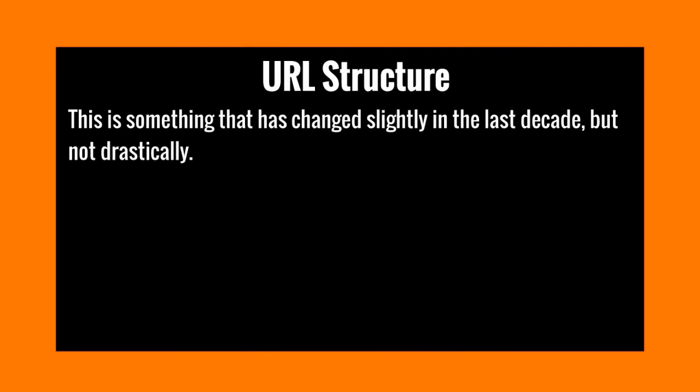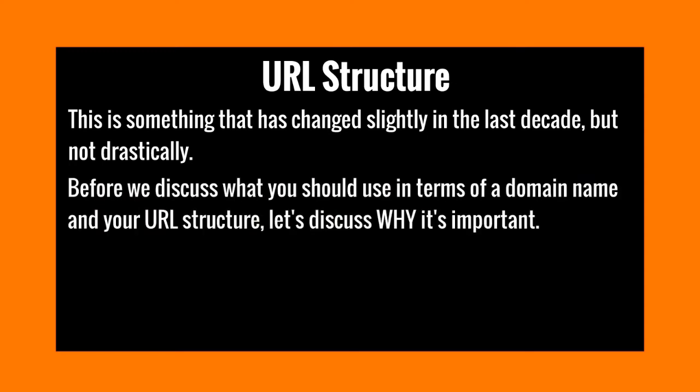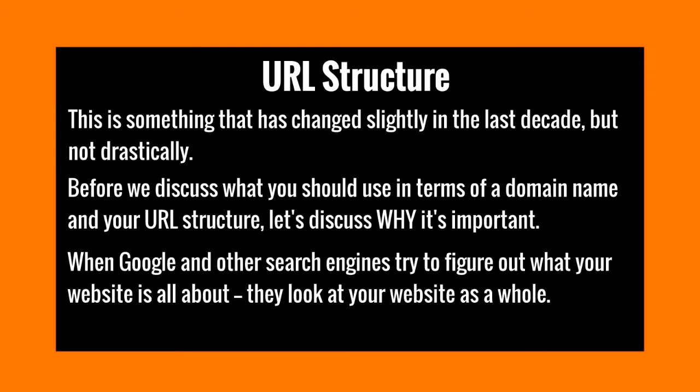Now, this is something that has changed slightly in the last decade, but it hasn't changed drastically. Before we discuss what you should use in terms of a domain name and your URL structure, let's discuss why this is important. You see, when Google and other search engines try to figure out what your website is all about, they look at your website as a whole. They're not just going to look at your URL structure, your domain name, or your categories or your page name. They're going to look at everything as a whole.